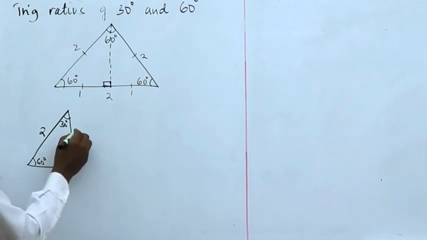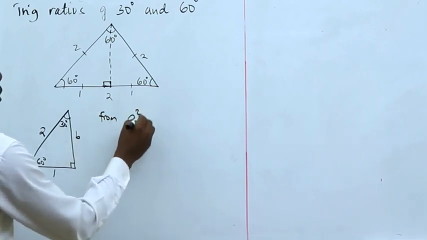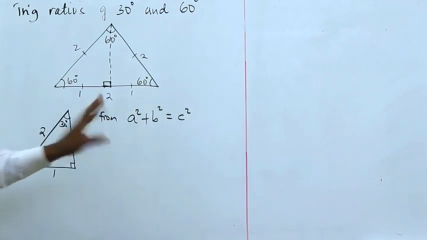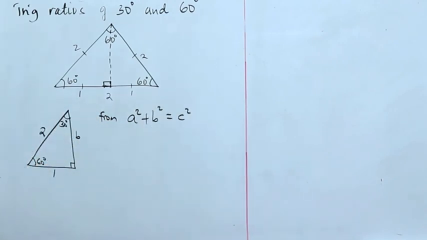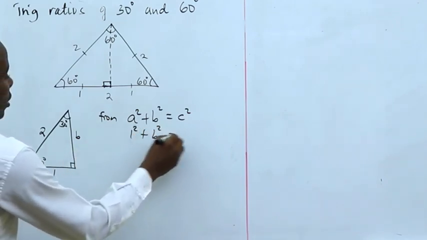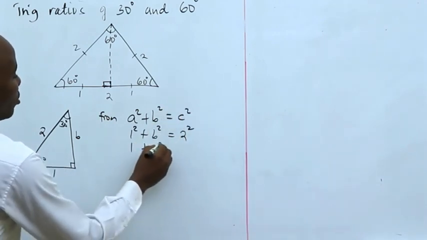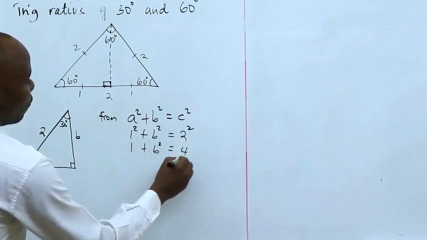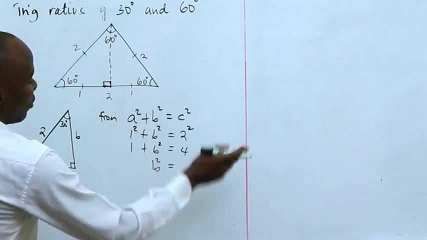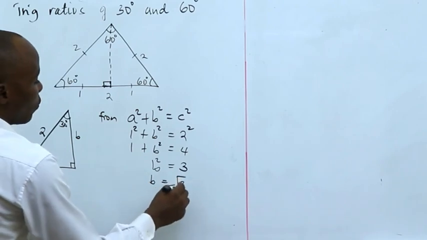So if I call this B, I can say that from A squared plus B squared, this one is equal to what? C squared. That is the Pythagoras theorem. Now, if this is 1 squared, I don't have B. This is 2 squared. So 1 squared is 1, B squared is equal to 4. When you square 2, you get 4. B squared will be equal to, if you take the one the other side, you get a 3.